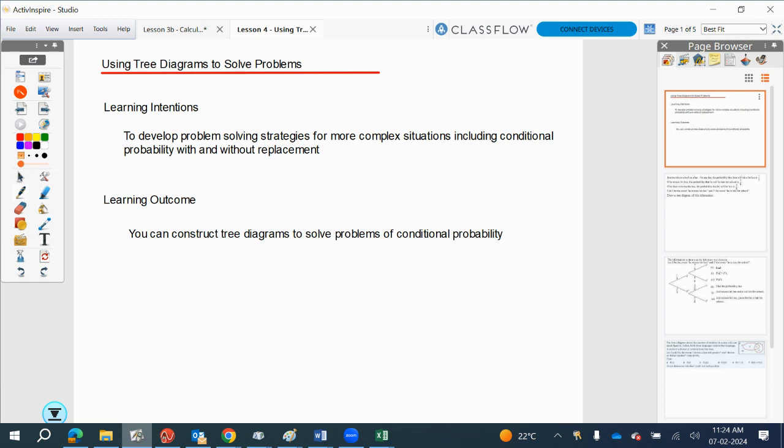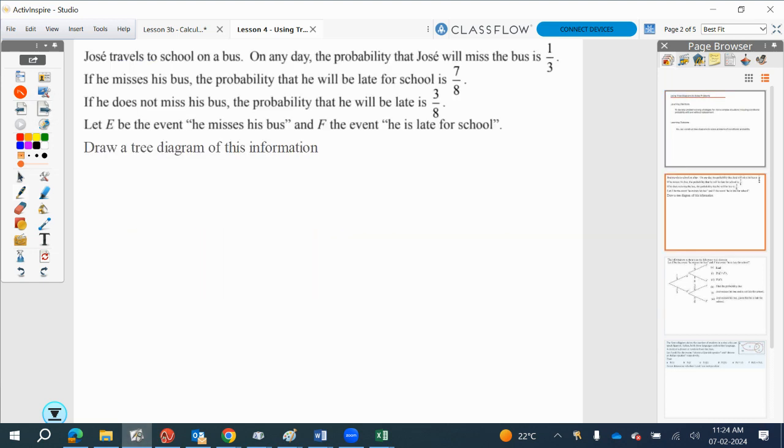This is the last topic, tree diagrams. So we're going to do this question here. Jose travels to school on a bus. On any day, the probability that Jose will miss the bus is a third. If he misses his bus, the probability he's late for school is 7/8. If he does not miss the bus, the probability is 3/8. Let E be the event he misses the bus. Let F be the event he is late for school. Draw a tree diagram of this information.